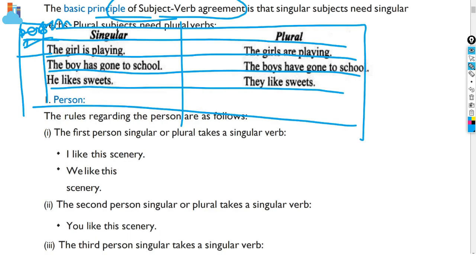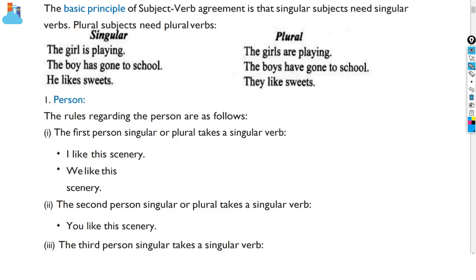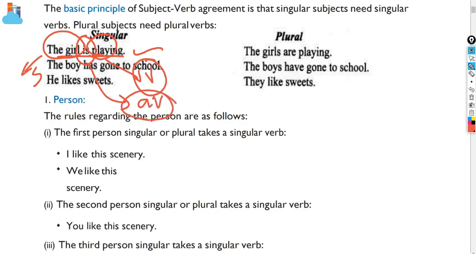The basic principle of subject-verb agreement is that a singular subject needs a singular verb. A plural subject needs a plural verb. So, in a particular sentence, we will have to find out the subject. The girl is playing. The girl is playing. This is the subject. Play is the verb. Now, this is the auxiliary verb, or it is called the helping verb.